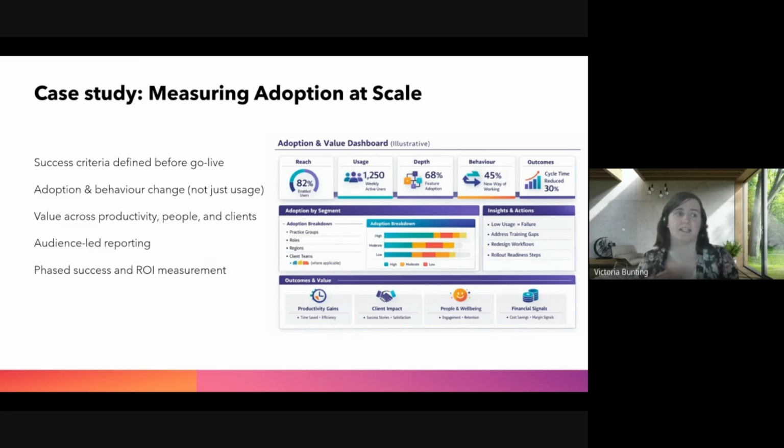And then on the right hand side, we're going to surface insights and actions, because reporting only matters if it leads to decisions. And then at the bottom, we connect the adoption to outcome: productivity gains, client impact, well-being, which is going to be done via surveys and financial signals. This is all going to be phased over time, and it'll be triangulated with other data. But the point to prove is it's not going to be success on day one, but we're getting the good foundations in there at the moment, so we can make sure that what we are delivering is going to have success when it comes to adoption.